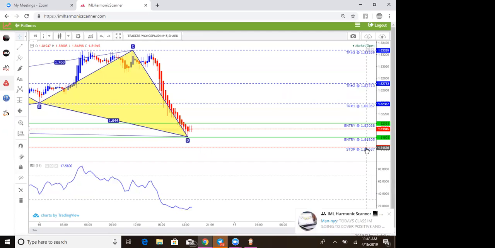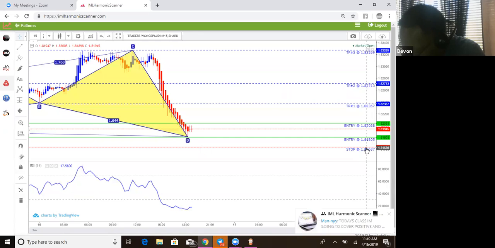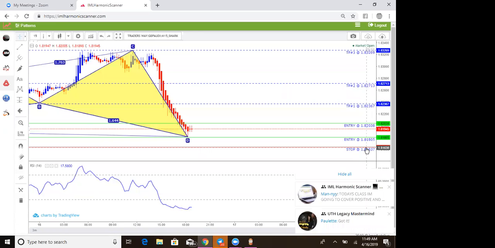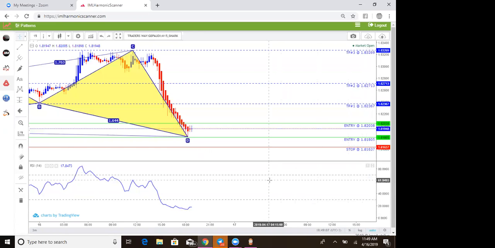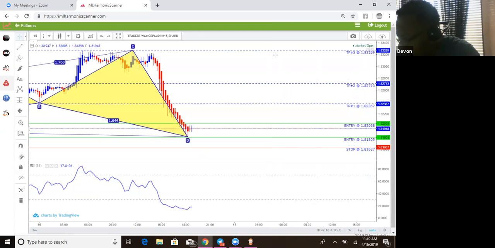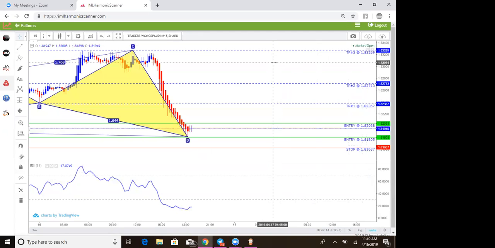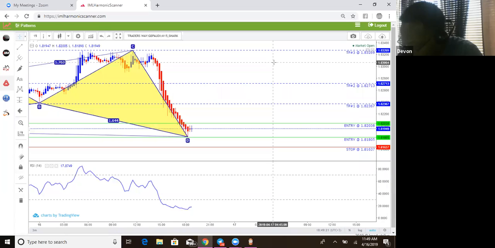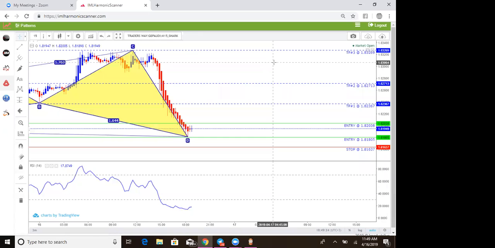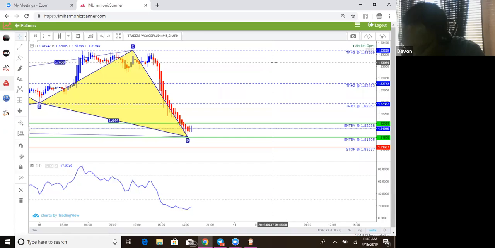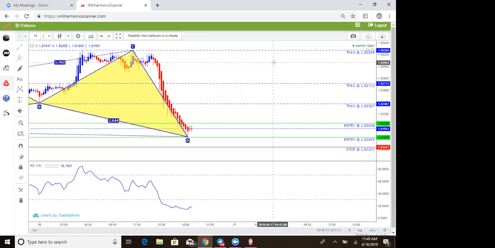Those are the four digits past the decimal point if you do it this way. Nope, I don't want you to do it that way. So clear your entire calculators. Let's start over. Do 8236 minus 8180. What number does that give you? 56. So 56 from the entry right here to the first take profit. Remember, I told you guys without even using a calculator, it was 56 pips, right?